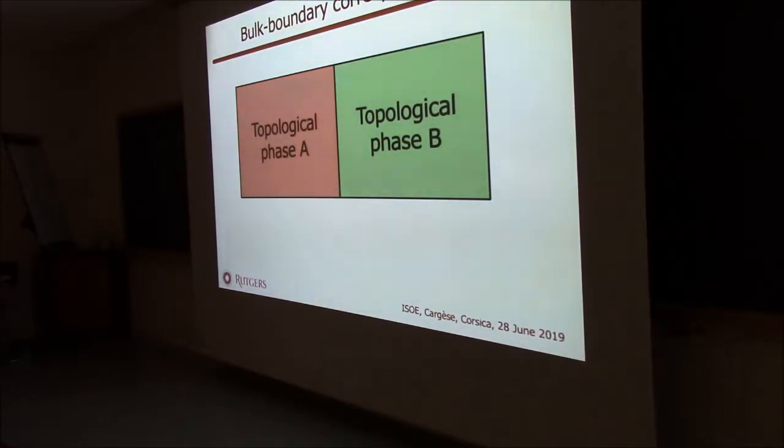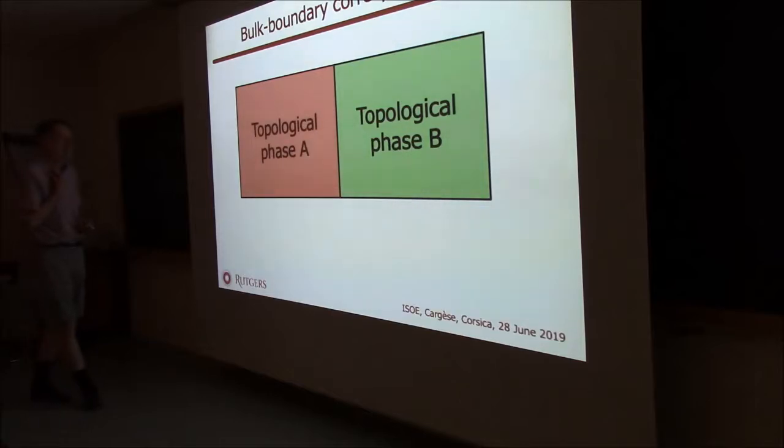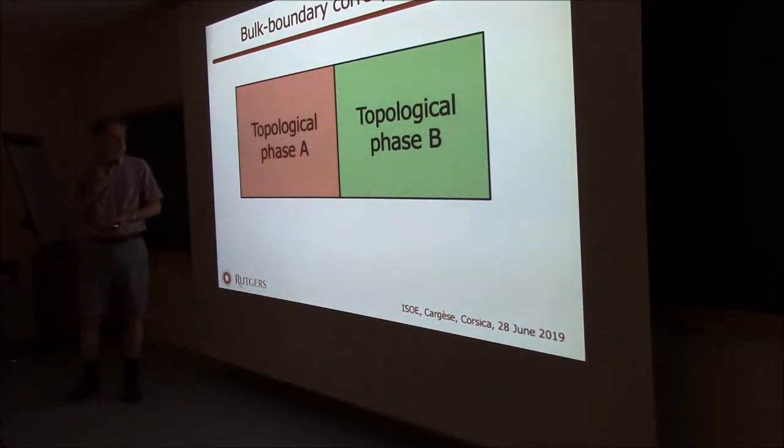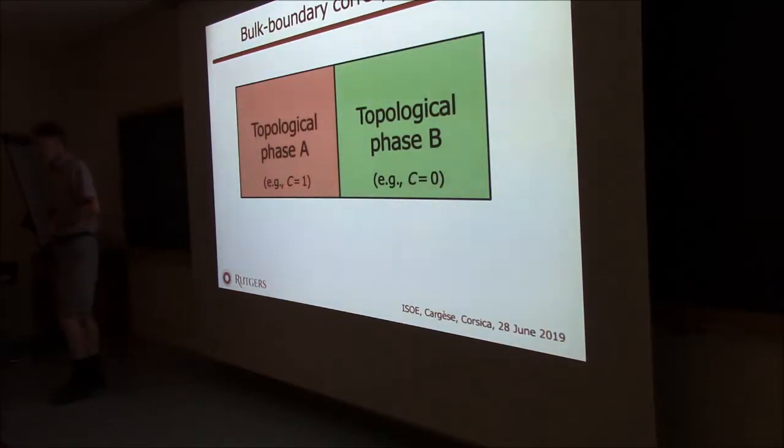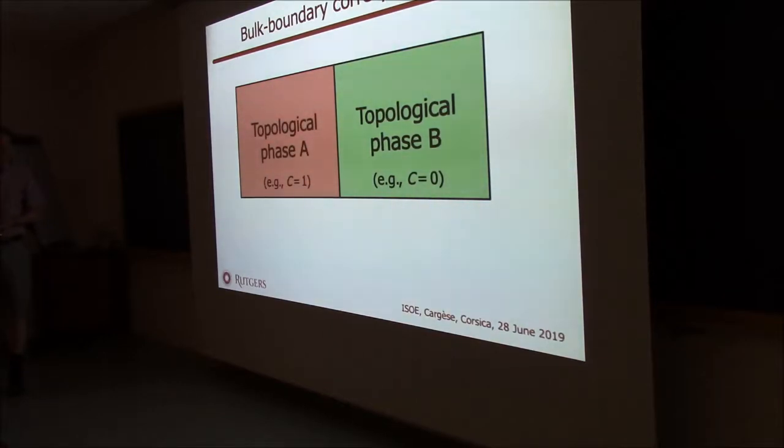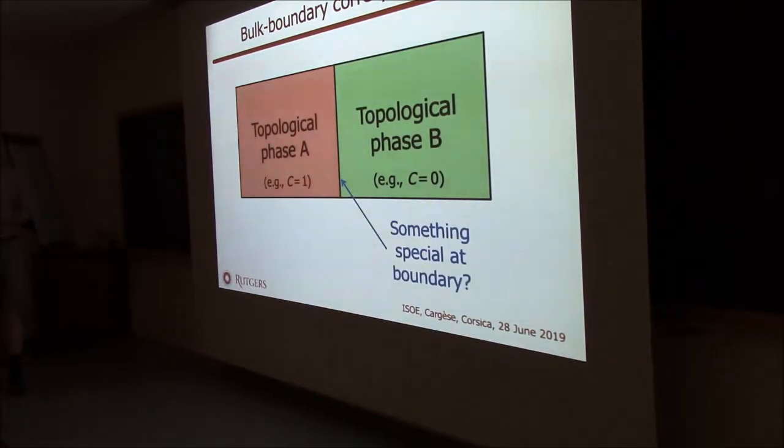There's a concept in topological insulators which is called the bulk boundary correspondence. And the basic idea is this. If I have two topological phases like phase A and phase B, so this one could be a two-dimensional insulator with Chern number 1, and this could be Chern number 0, this could be bismuth selenide, and this could be silicon, there should be something funny going on at the boundary.